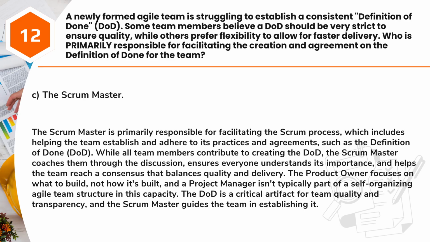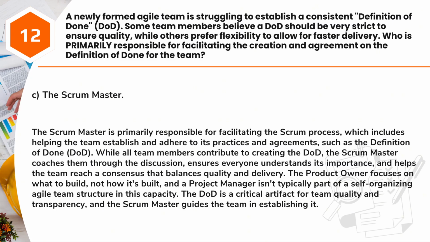Answer: C. The Scrum master. The Scrum master is primarily responsible for facilitating the Scrum process, which includes helping the team establish and adhere to its practices and agreements, such as the definition of done, DoD. While all team members contribute to creating the DoD, the Scrum Master coaches them through the discussion, ensures everyone understands its importance, and helps the team reach a consensus that balances quality and delivery.